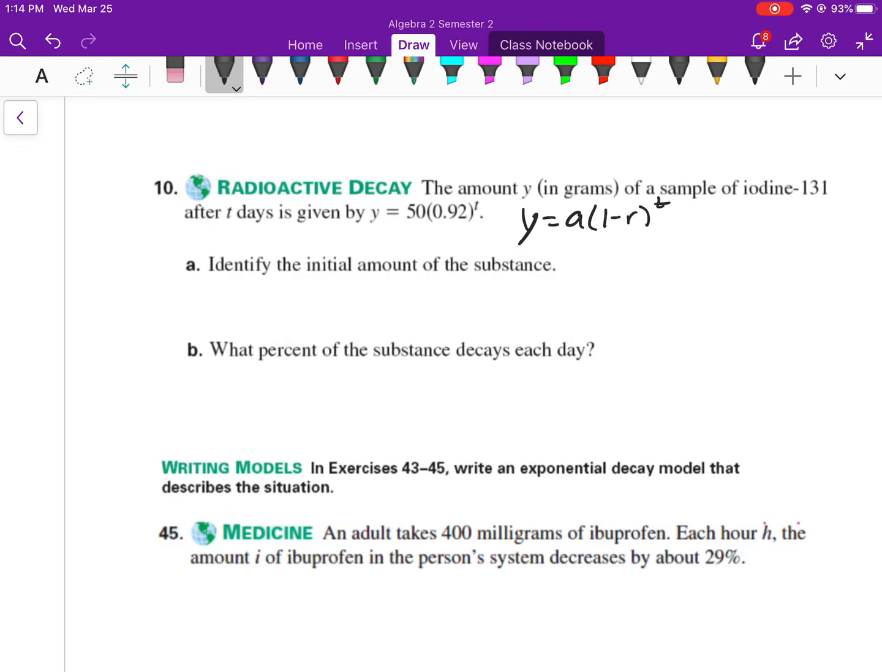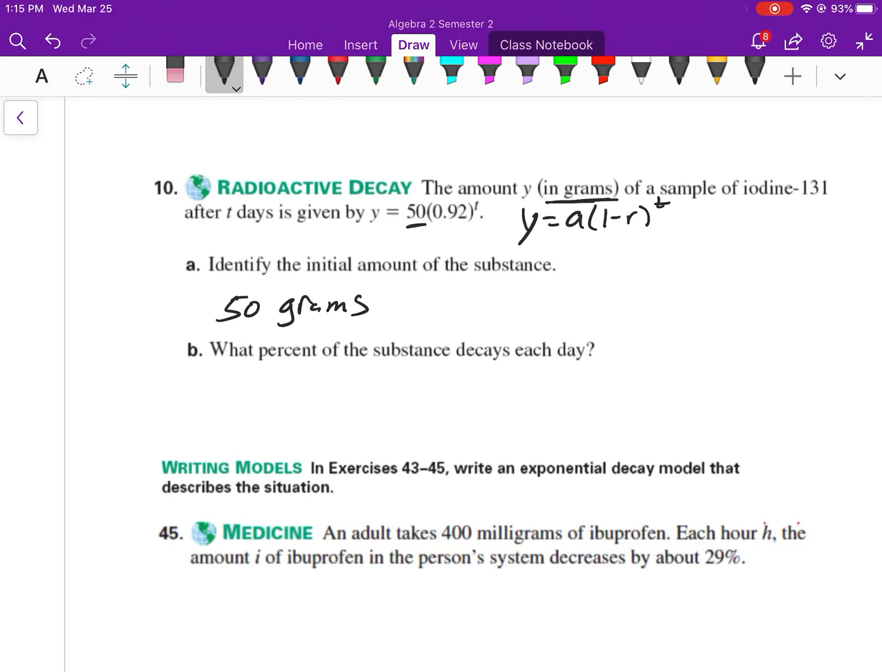A is the initial amount. So in part A here, it says identify the initial amount of the substance. 50 is in place of A. So therefore, we have 50, and it's talking the amount in grams of, so we have 50 grams.